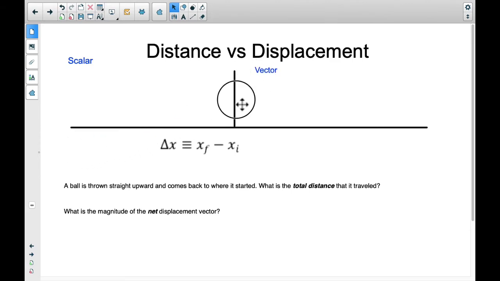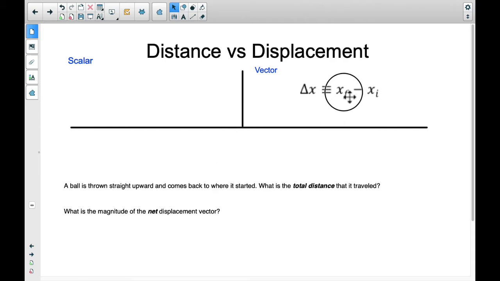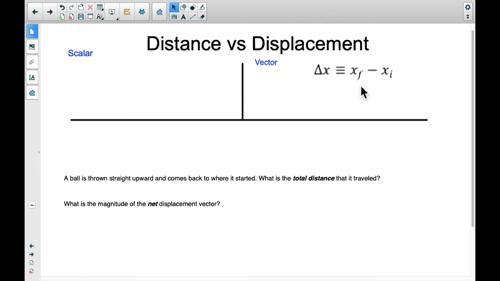You may not have heard of this distinction before, but distance is how far you go, total, whereas displacement is just where you ended up in the end. I'm going to talk about that a little bit more. I know that's not a very clear explanation right now, but we are going to talk about that.